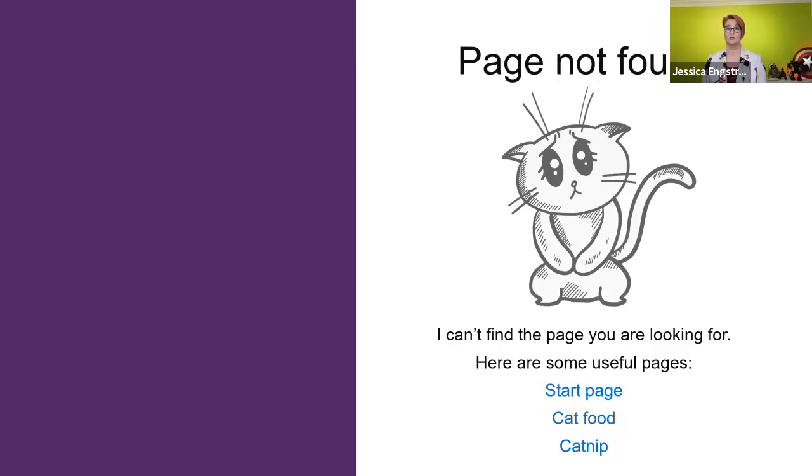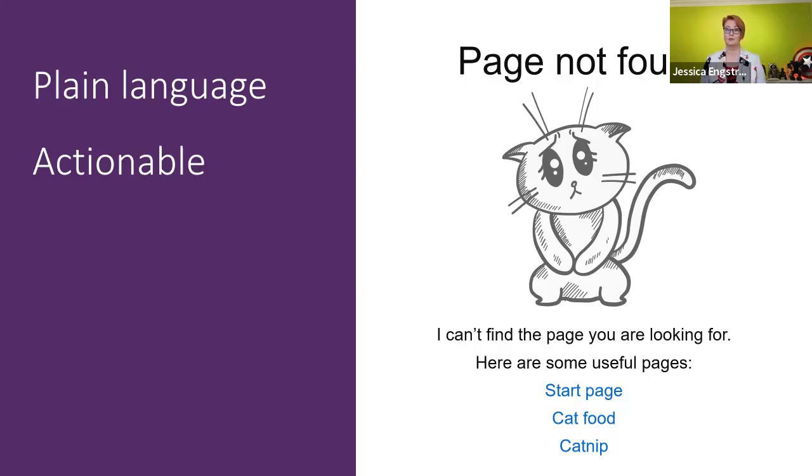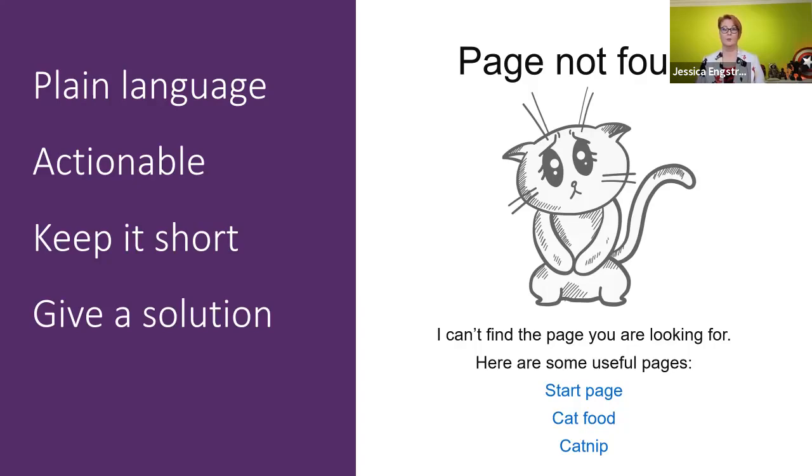Same goes for the color red in this example as well. So let's look at a completely different example of the exact same thing. Here we are using plain language. It is actionable since we have provided URLs. It is short. I mean, what's not to understand about this? And we are giving a solution to the user. They can choose from a handful of URLs, and we are definitely not blaming the user.